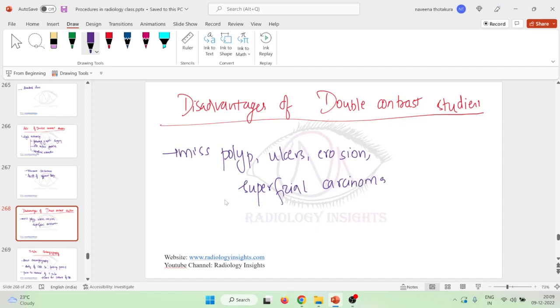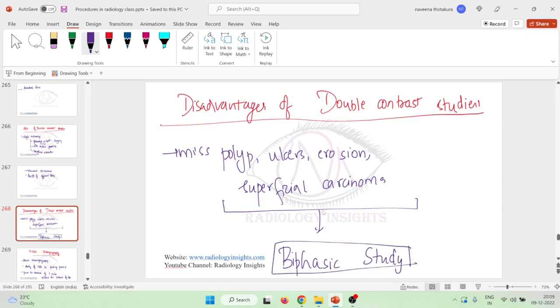Now, how will you diagnose these? Double contrast study misses polyps, ulcers, erosions, and superficial carcinomas. So, we cannot leave them like this. There is one more method, that is biphasic study. This biphasic study will help to overcome these missing things. So we will learn this biphasic study in our next class. Thank you.